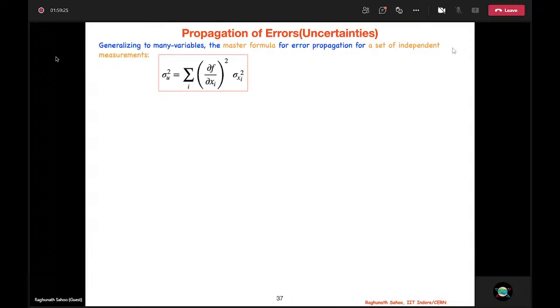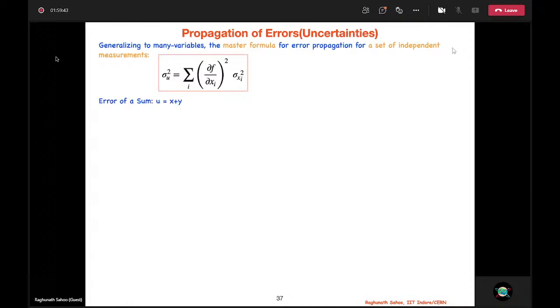Then if you have multivariates, the corresponding terms will go on adding. So that will be your final formula for error propagation. You just need to remember this master formula for error propagation, keeping in mind that this is valid for independent measurements.